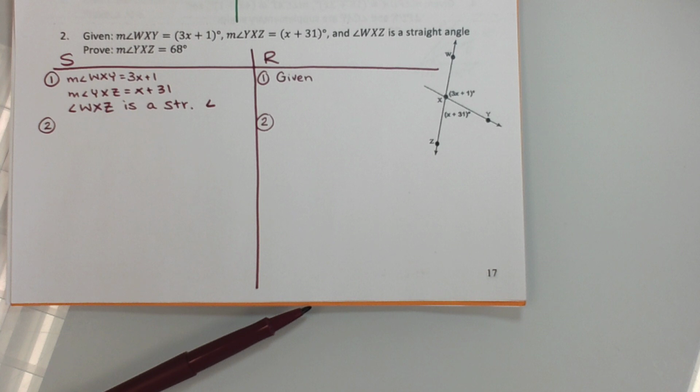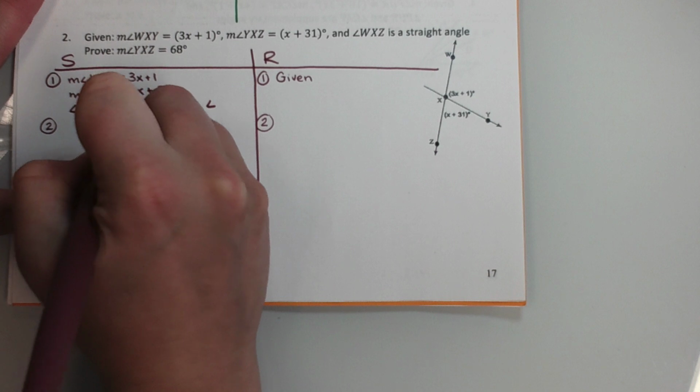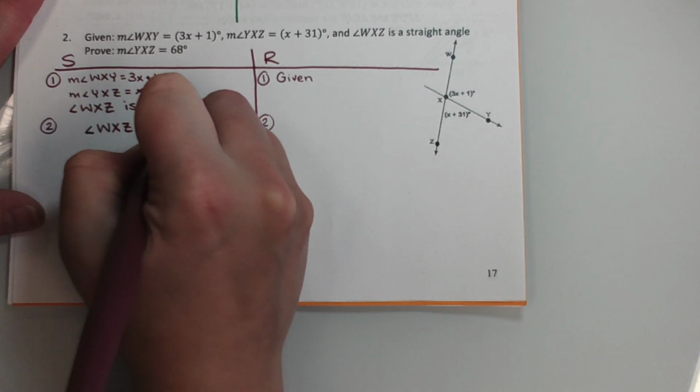What do you notice? Words! I get the word straight angle. If an angle's a straight angle, what do you know about it? It's 180 degrees. Angle WXZ equals 180.